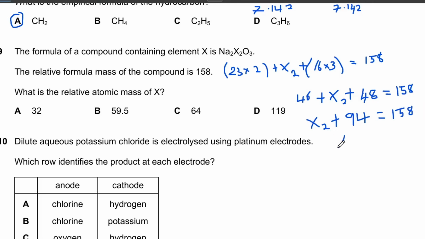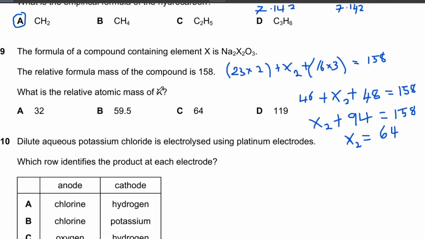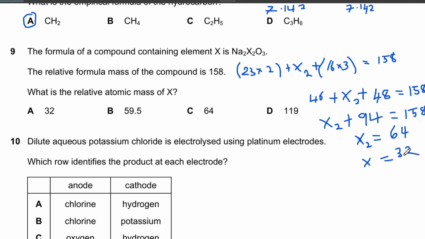So our X2 therefore is going to be equal to 64. But what we are looking at is the relative atomic mass of X, not X2. So we divide both sides by 2 so that we can get the relative atomic mass of X. Our X will therefore be equal to 64 divided by 2, which is equal to 32. So our answer is A, 32.